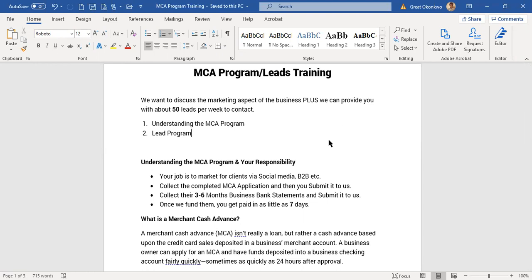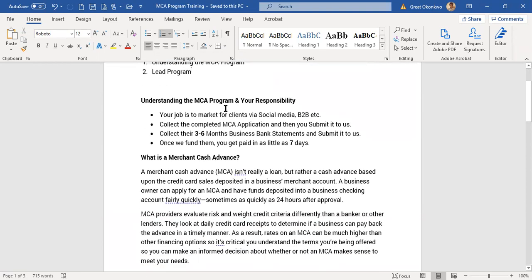So today we'll be talking briefly about the MCA program that you are now part of, as business finance consultants. The two things we're focusing on today are understanding the MCA program and the lead program that we have. Remember, MCA stands for Merchant Cash Advance, as you can see here.